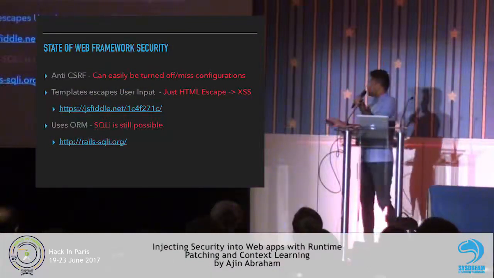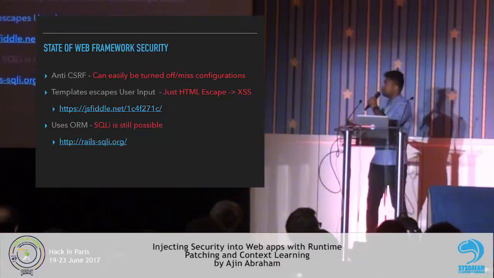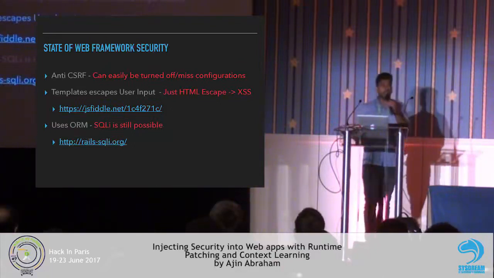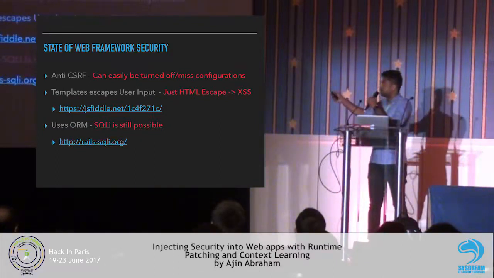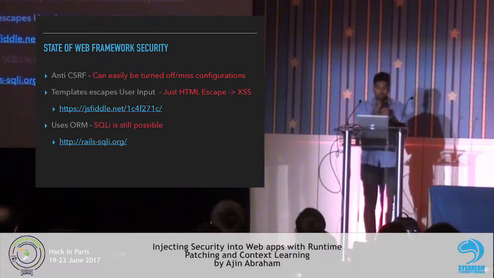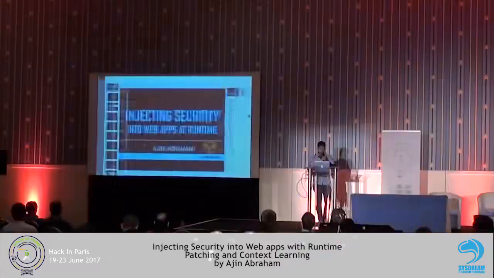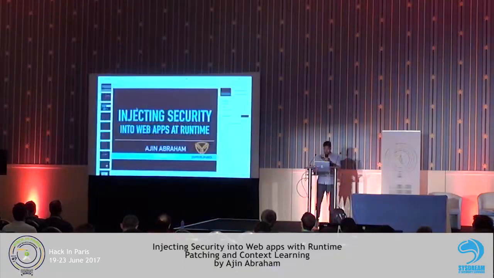So again, when it comes to SQL injection, you have the ORMs. The problem with ORMs is that even with some of the ORMs, SQL injection is still possible. For example, in case of ActiveRecord used by Rails, you can see a lot of possible ways to exploit SQL injection. There's a wiki which has information about that. Even using these high-level APIs, SQL injection is still possible.